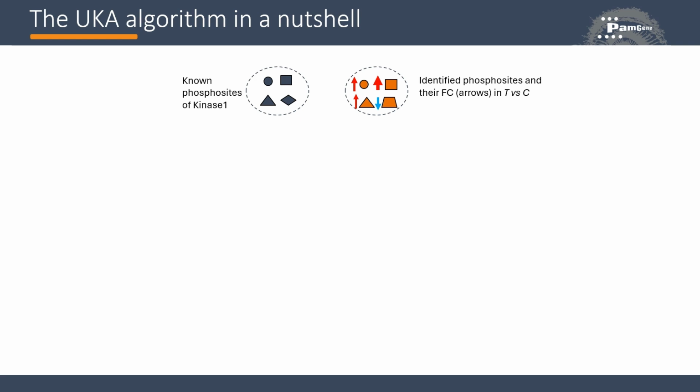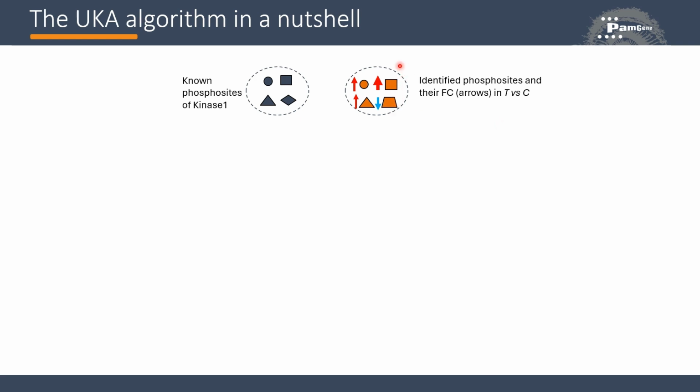Here is how the Upstream Kinase Analysis algorithm works. On the left side, in blue, we can see the known phosphosites of a kinase, kinase 1. This information comes from public databases. On the right side, in orange, we can see the phosphorylation data resulting from the PamGene experiment. We have information of what substrates have changed in test versus control and how they changed.